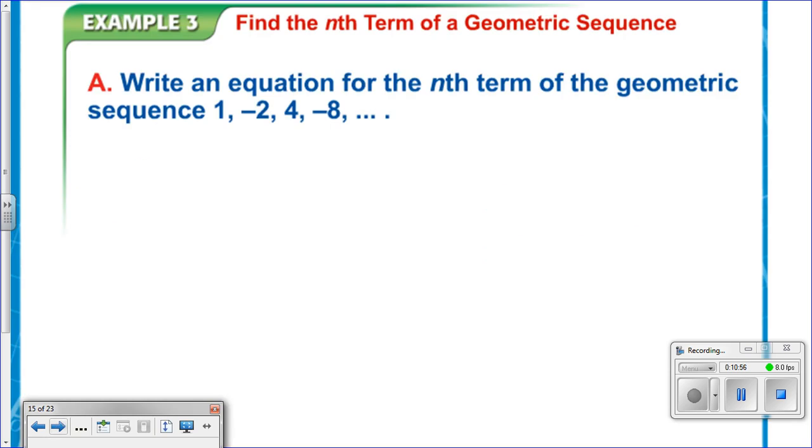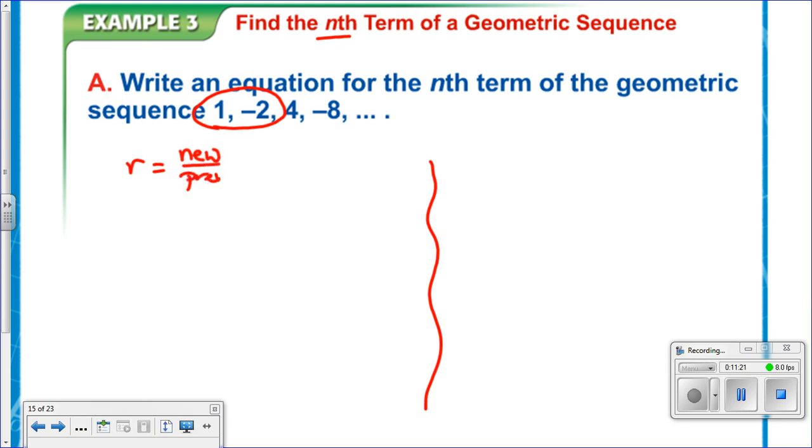Okay, this time we're going to write an equation, and we're going to do both. We're going to do explicit and recursive. So, to find the nth term, first we need to find our r. So to do that, you can take any two consecutive outputs. You're going to do the new over the previous. Again, this is what we did when we were writing the equations from the graphs. This was like our second lesson in this unit. So negative 2 over 1, so that means my ratio is negative 2. My first term clearly is 1, so here we go.